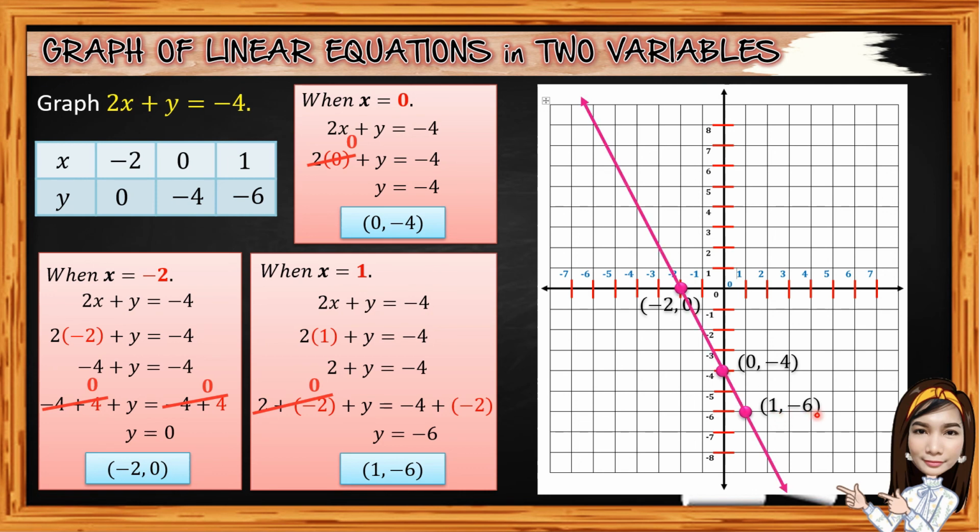And for the last, we are going to draw a line connecting the 3 points. So as you can see, the graph of a linear equation in two variables is a straight line. Then we're going to write the equation of that line, 2x plus y equals -4. Now keep in mind that there are an infinite number of correct solutions for a given equation in two variables. Hence, your solution may be different from the solution of your classmates.